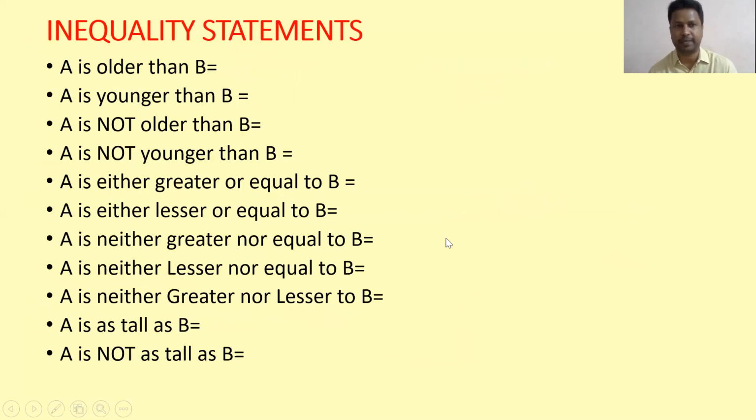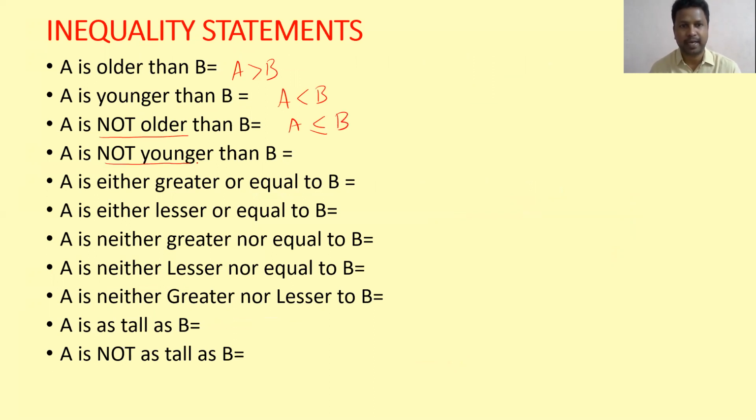Next, inequality statements. You want to know how to make symbols. A is older than B, that is very simple. A is younger than B, again I can do this. A is not older than B. What does not older mean? It is not older, then what are the other possibilities? It may be equal or lesser. That is, A is less than or equal to B.